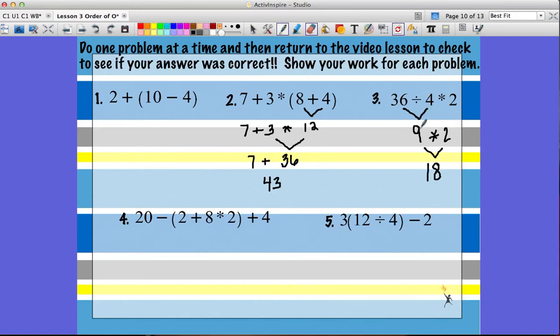36 divided by 4 gives me 9. I bring down the times 2. 9 times 2 gives me 18. If you would have done multiplication first, you would have ended up with an answer around 4 6/10, which would have been incorrect.